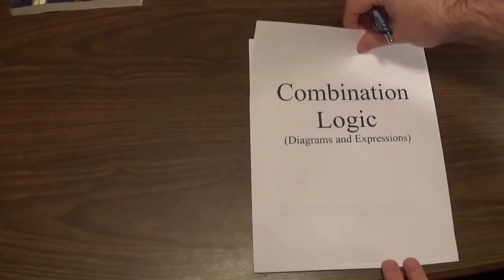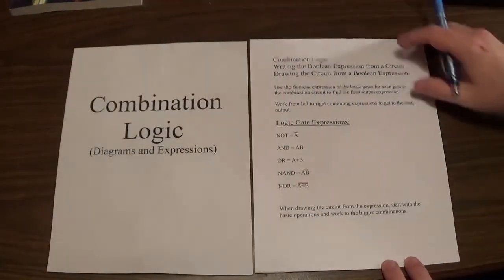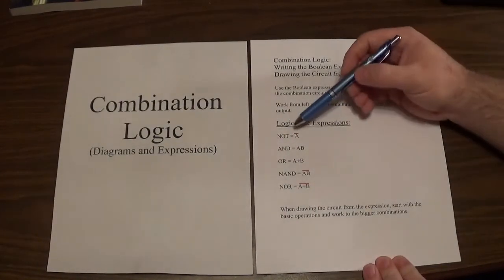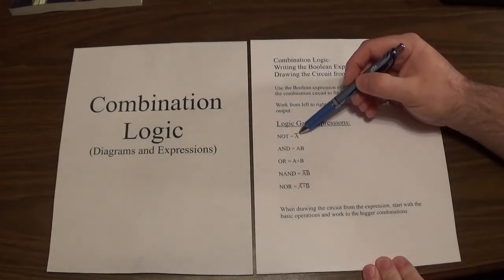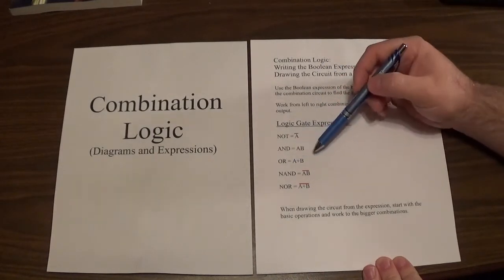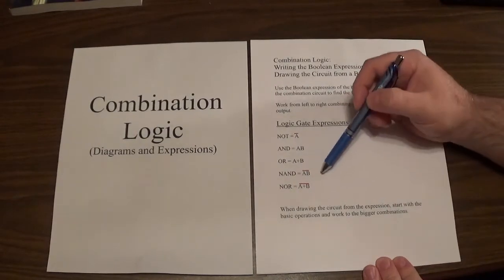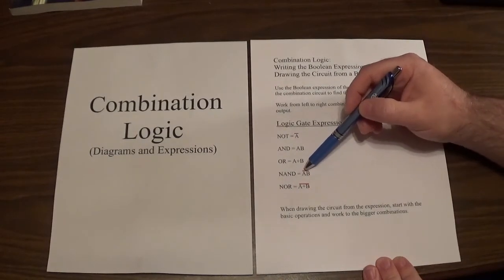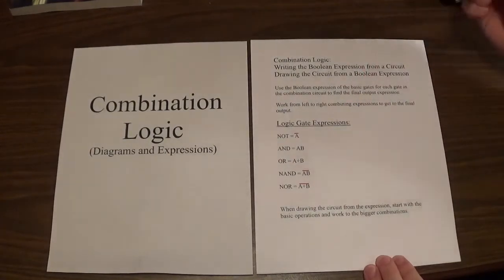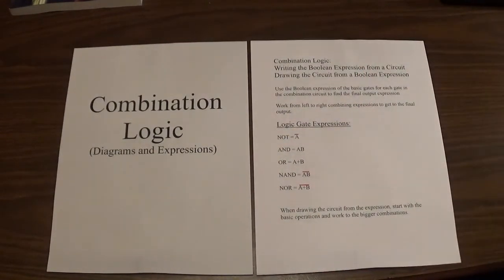Alright, so first thing we need to do is just remember our Boolean expressions and how they work. The NOT is a single letter with a line over it. AND is multiplication, OR is addition. NAND is multiplication NOT, and NOR is addition NOT. We're not going to be incorporating the exclusive gates with any of this.